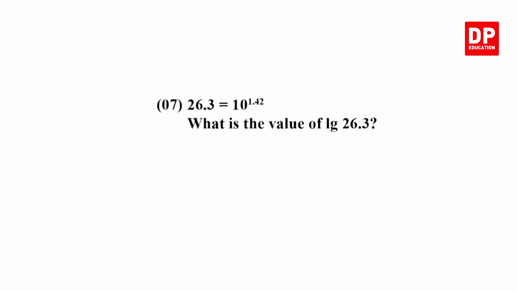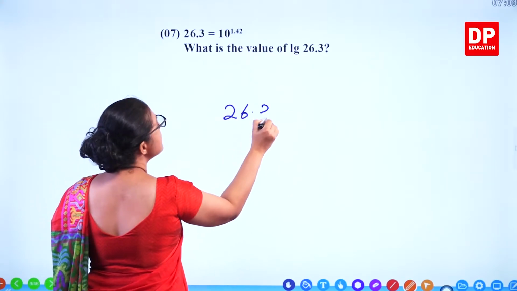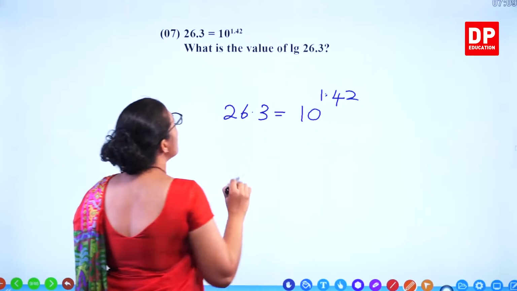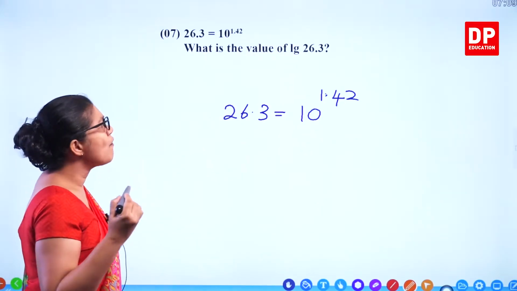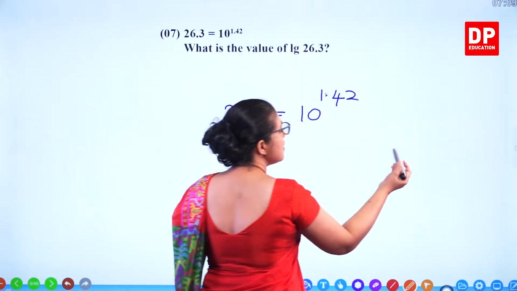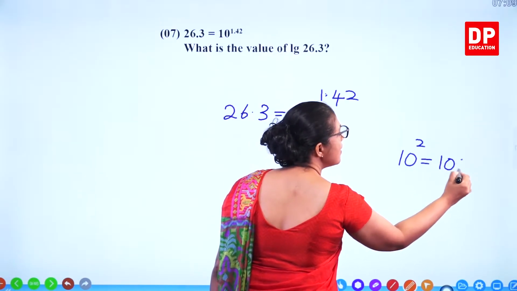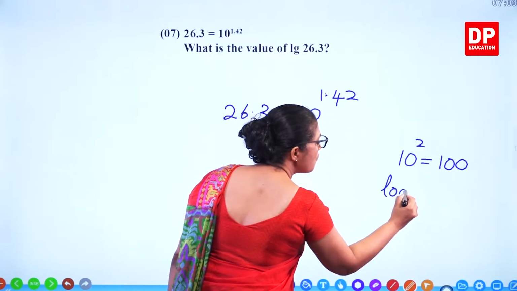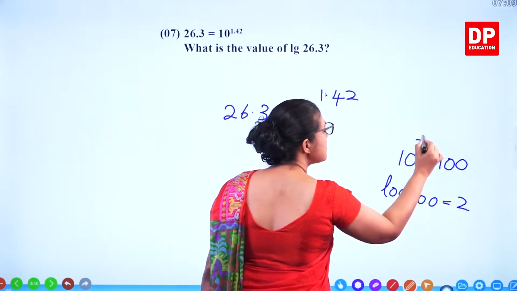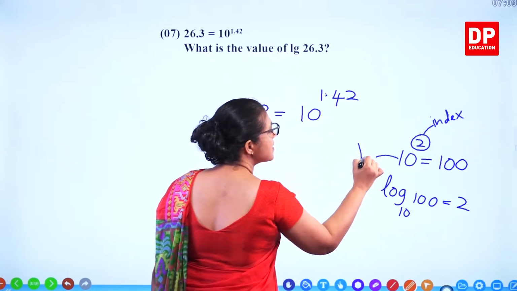Question number 7. This is in index notation. 26.3 is given as 10 to the power 1.42. What is the value of LG 26.3? So how do you write log notation? Think about this one. If it's 10 squared, we know that's 100. So that means log of 100 base 10 is 2. This is the index and this is the base.